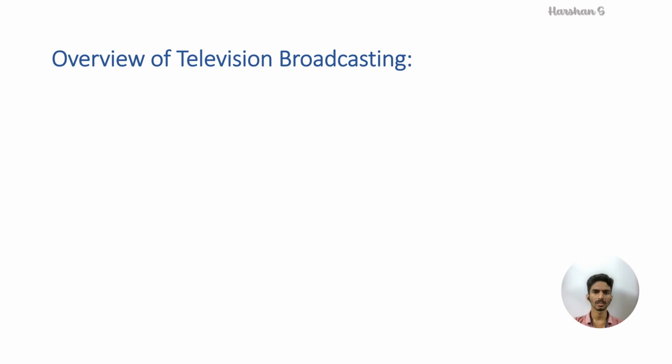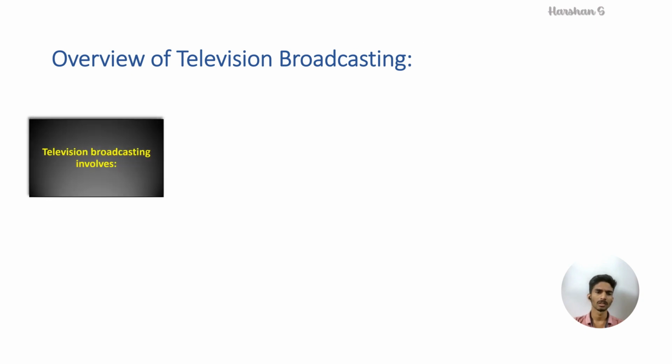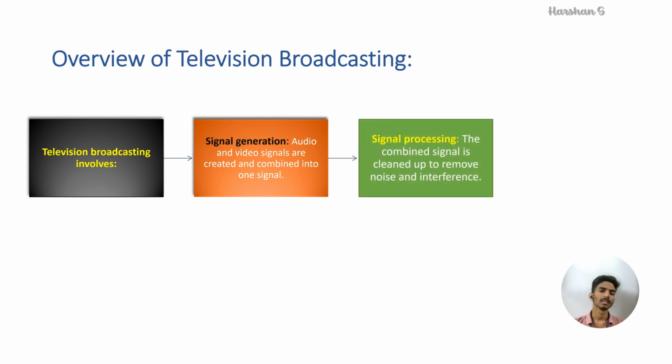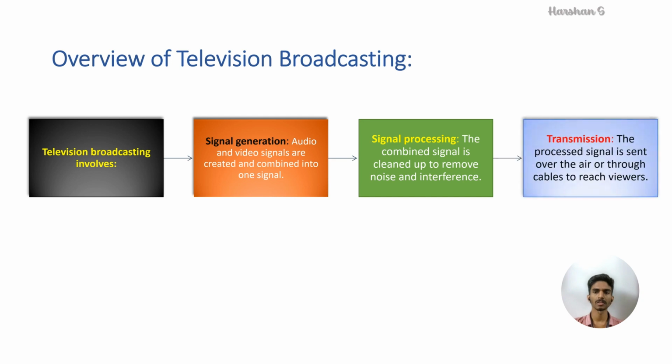Before going to vestigial sideband modulation, let us take an overview of television broadcasting. Television broadcasting involves signal generation. Audio and video signals are created and combined into a single signal. Then, signal processing. The combined signal is cleaned up and the noise and interference are removed. The next step is transmission. The processed signal is sent over the air or through cables to reach viewers.